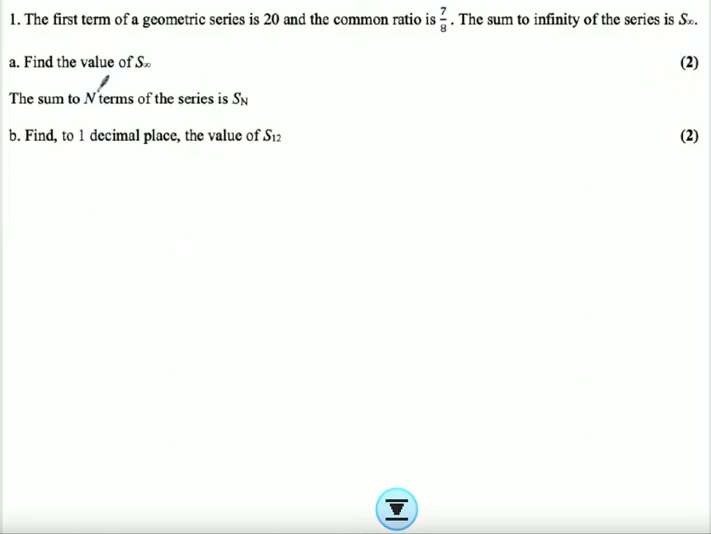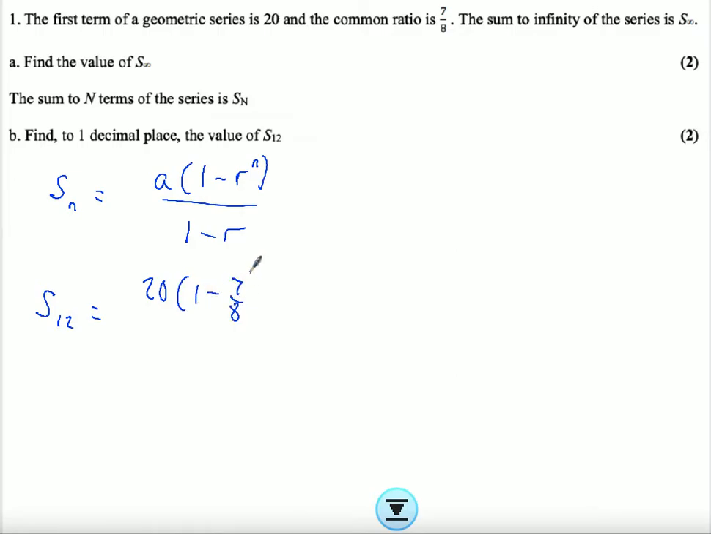Okay, the sum to n terms is Sn. Find to one decimal place the value of S12. Okay, so again, Sn we are given in the formula booklet. So A times 1 subtract r to the n over 1 subtract r. So for S12, A is 20, 1 subtract 7/8 to the power of 12, all over 1 subtract 7/8. Just type that into my calculator, being super careful not to make any silly sign errors, of course.